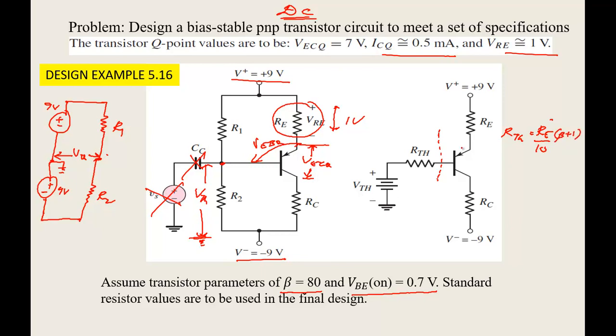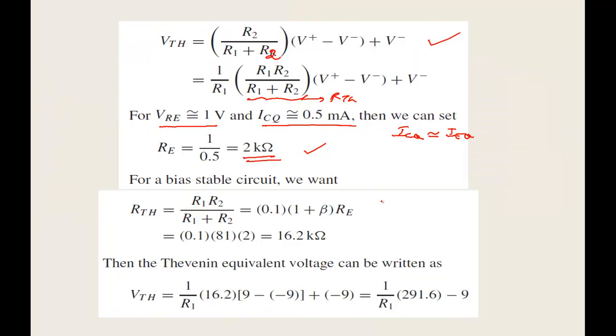That's how it is. When you look from here, obviously the resistance is beta plus 1 times RE. But what they basically say is that RTH should be at least 1 by 10th of that, that is 0.1 into beta plus 1 RE. That's what is given here, 0.1 into 1 plus beta RE. So that is the RTH value.